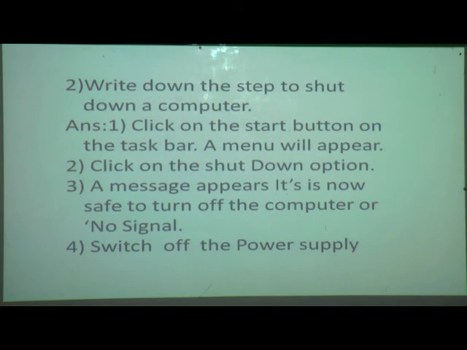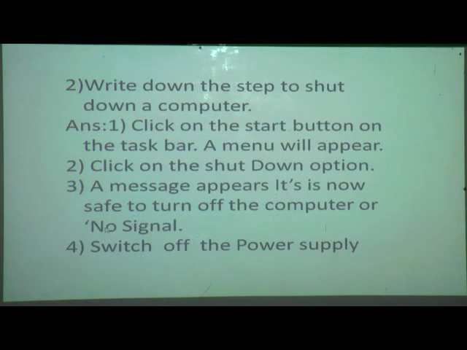Next, write down the steps to shut down a computer. How to shut down the computer? First, click on the start button. Then what will you get? The button of the taskbar. Where is the start button? It is on the taskbar. Then the menu will appear. Then click on the shutdown option. The message appears: It is now safe to turn off the computer, or no signal.